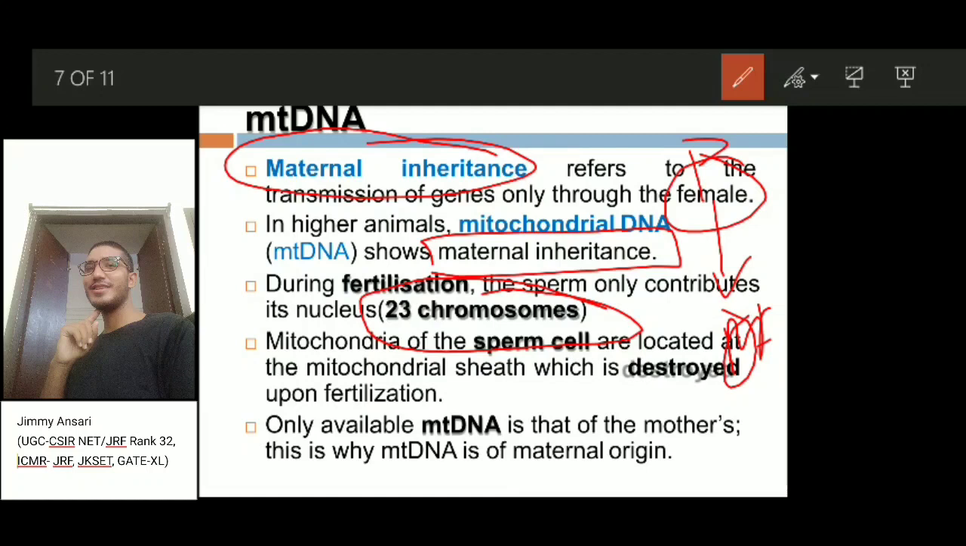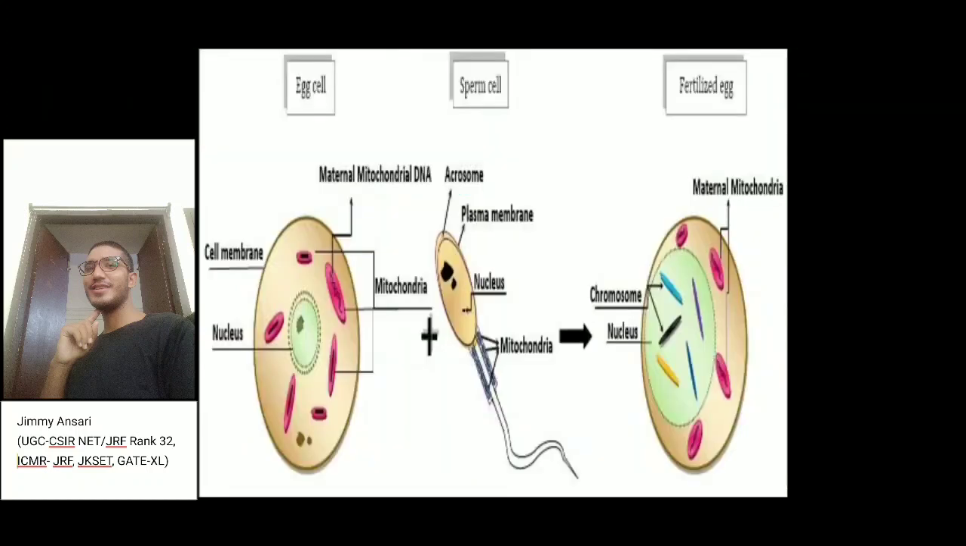Mitochondria of the sperm are located in the neck of the sperm. So the head portion goes inside the nucleus of the ovum, and the head portion will get destroyed during fertilization, so the mitochondria will also get destroyed at that time. So only the mitochondria of the mother are available, so it is of maternal origin.